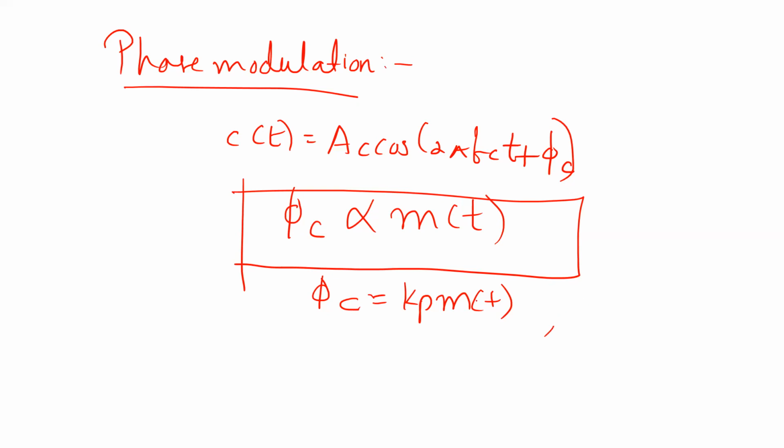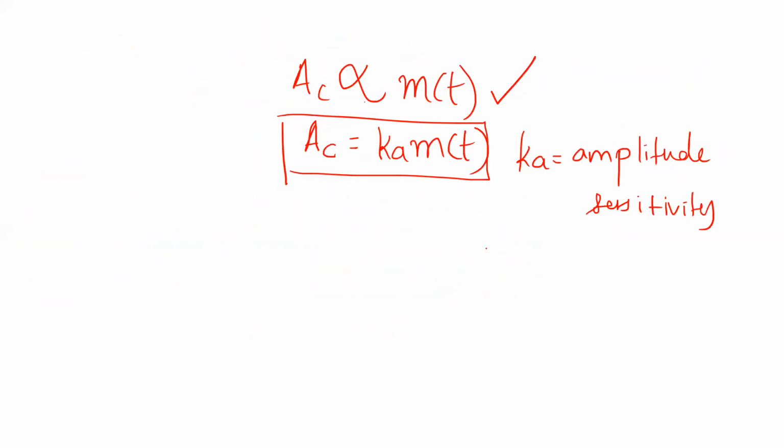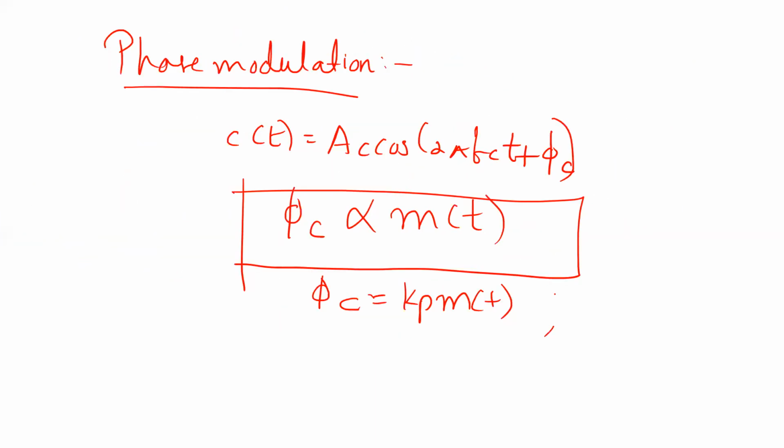As you remember, Jerry, in case of AM, Ac was directly proportional to m(t). So Ac is equal to Ka into m(t). Similarly, here we have Kp, where Kp is the phase sensitivity. Let me jot this down. This is important: phase modulation.